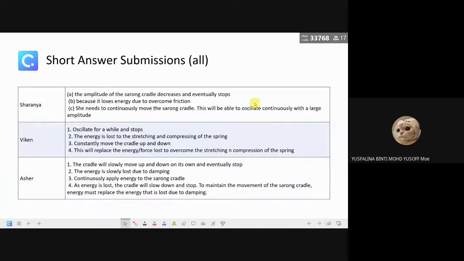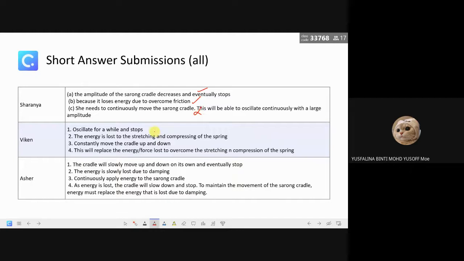And the amplitude of the sarong decreases. Okay, this one is a good answer. You said it continuously moves. Please use physics quantities. It needs to move continuously, which means you have to give force to it, right? So you have to mention the word force.